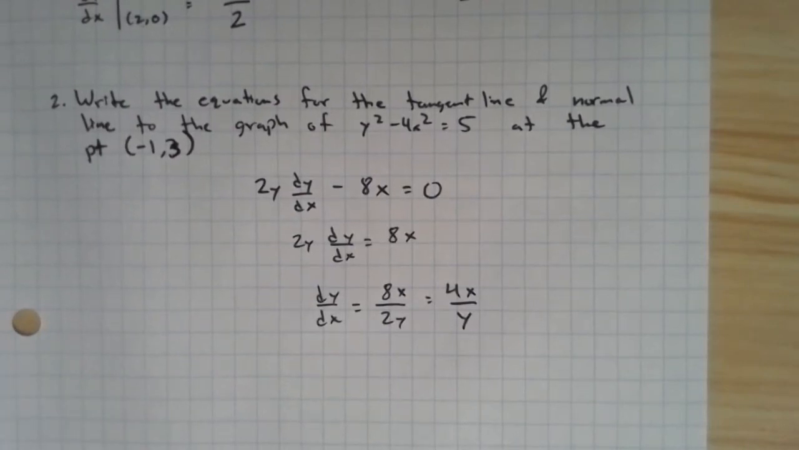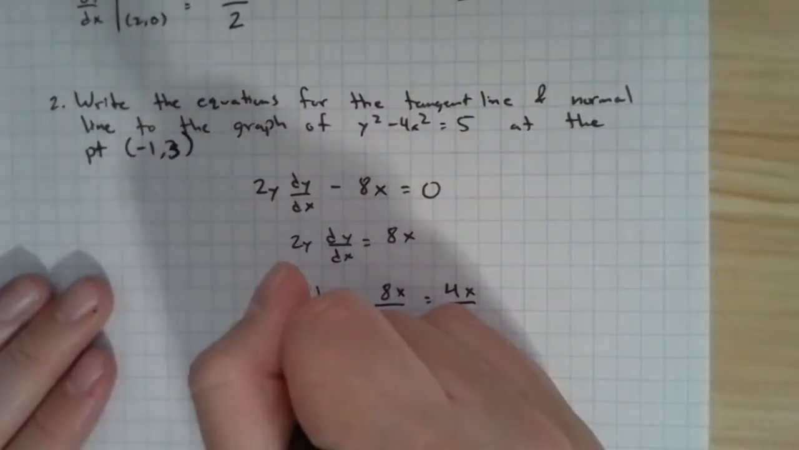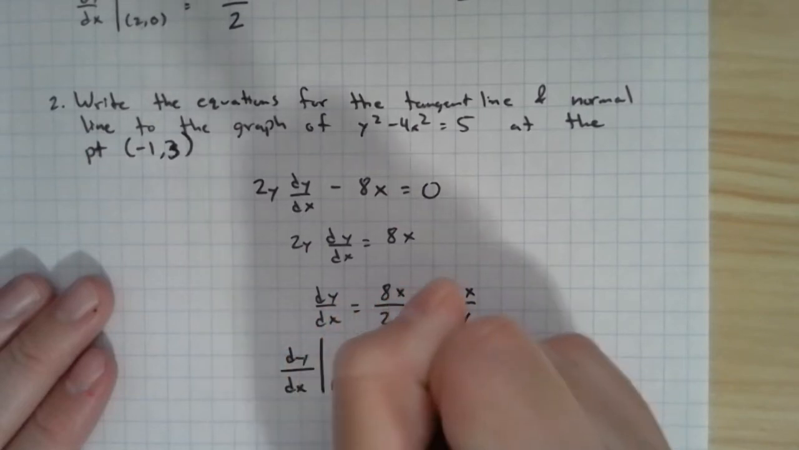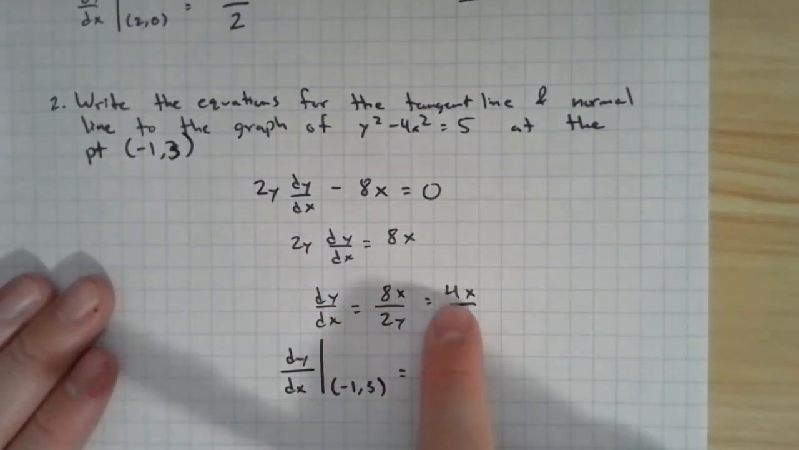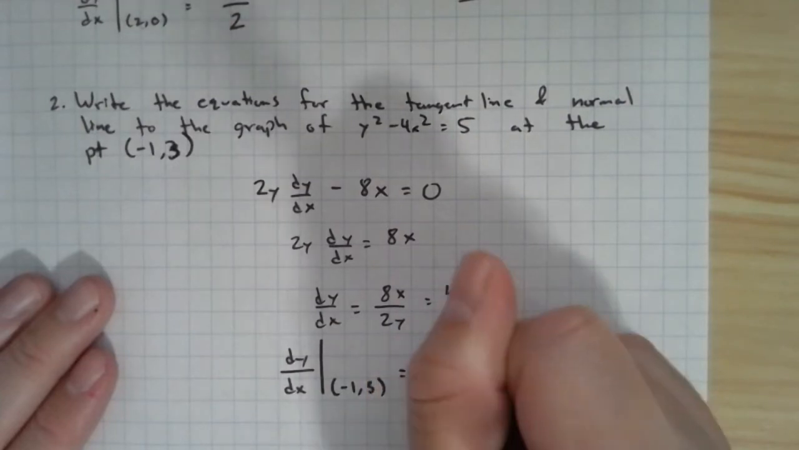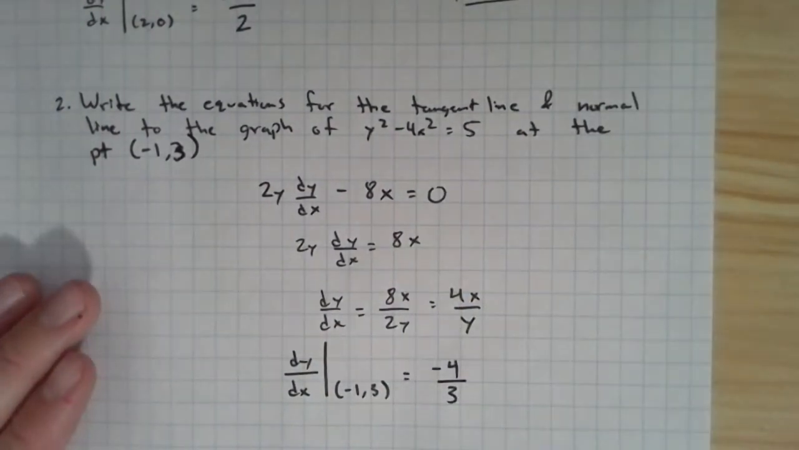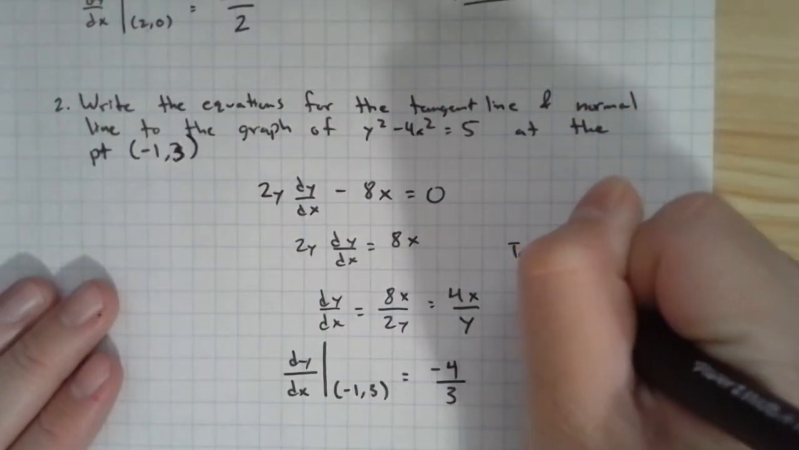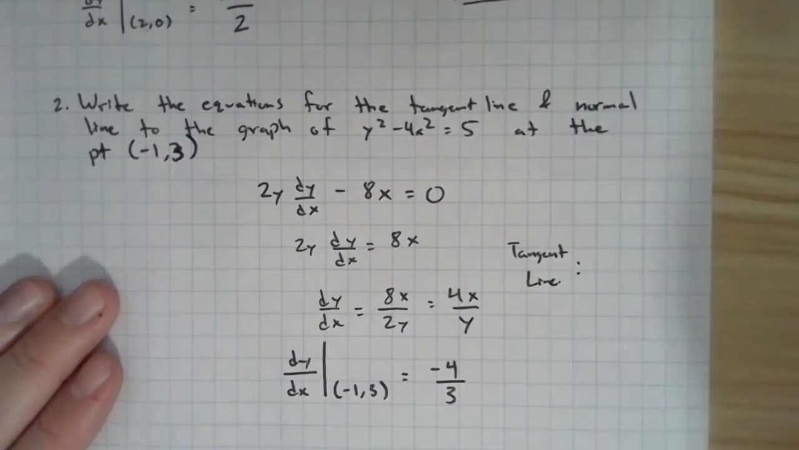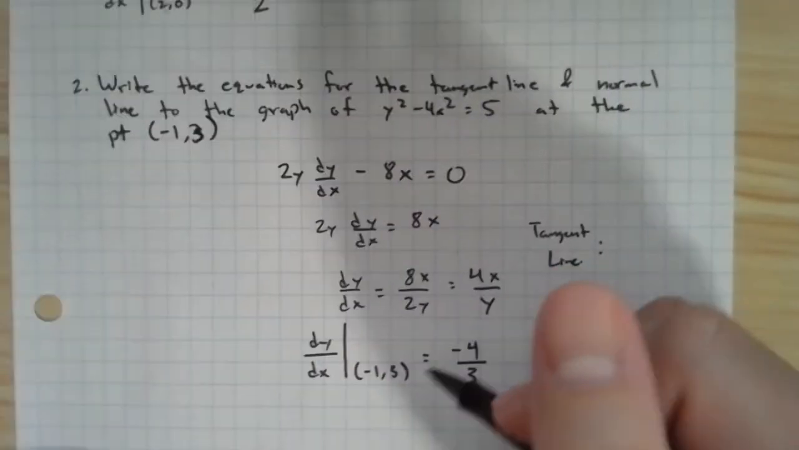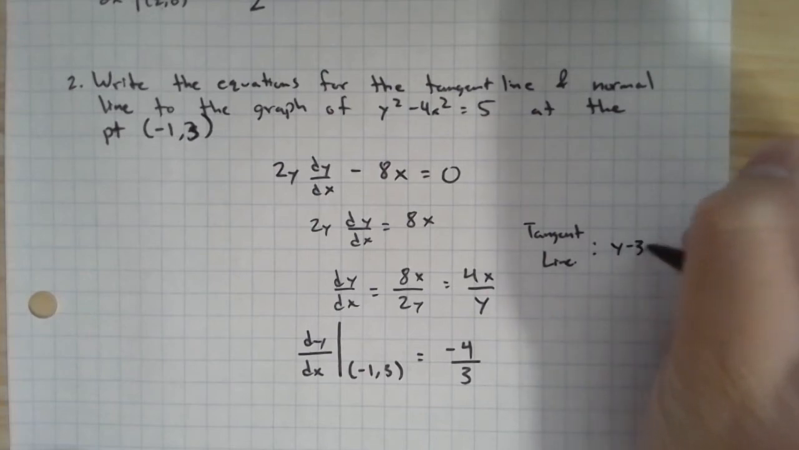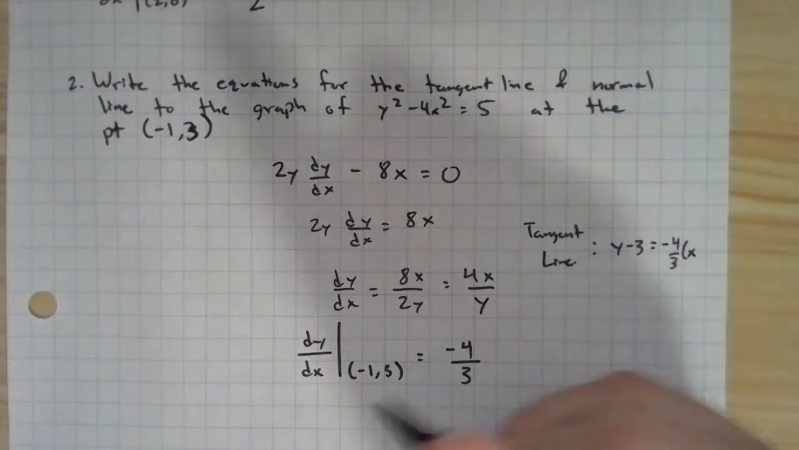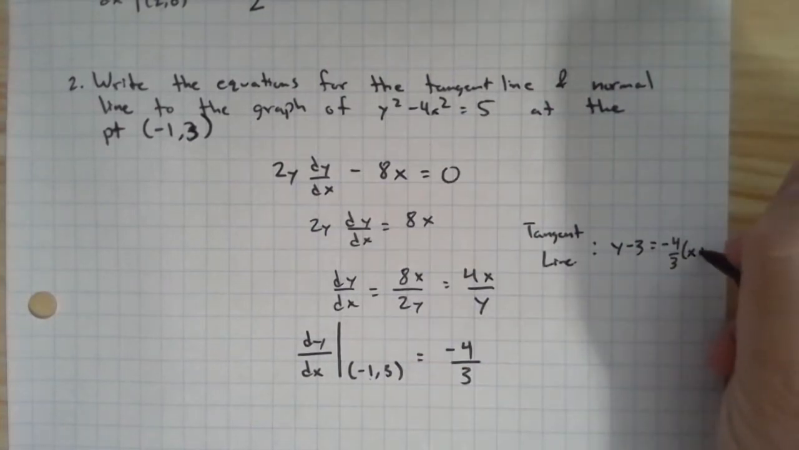I think this one's more straightforward. We have the point negative 1 comma 3. So to find the slope of the tangent line there, all I've got to do is plug in here. So negative 4 times 1 is negative 4 over 3. So there's my slope. The tangent line then would be y minus y1, so y minus 3 is equal to the slope, negative 4 over 3, times x minus negative 1, so x plus 1.